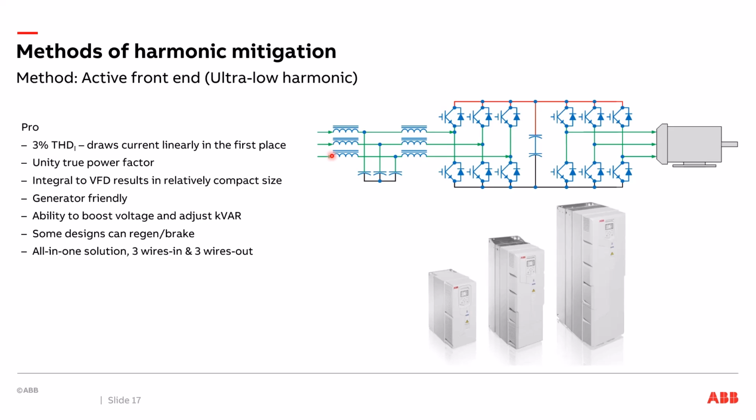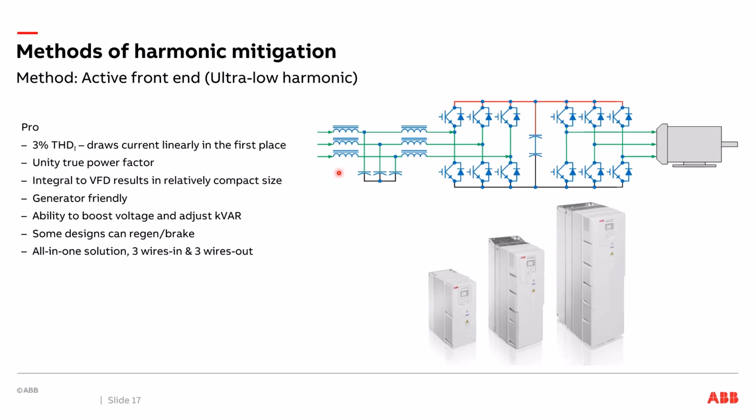Some of the other advantages to this type of design and technology is you get unity true power factor, so a 1.0 power factor. Overall, the size isn't relatively much larger than some of the other solutions. At the end of today, I'll do a comparison of dimensions, and getting the active front end drive does not add a lot of size. It's generator friendly because it doesn't create harmonics in the first place. And yes, it does have an LCL filter, but the values are much different, so you're not getting that significantly leading power factor at part loads the way you would with a traditional LCL filter meant for harmonic mitigation.